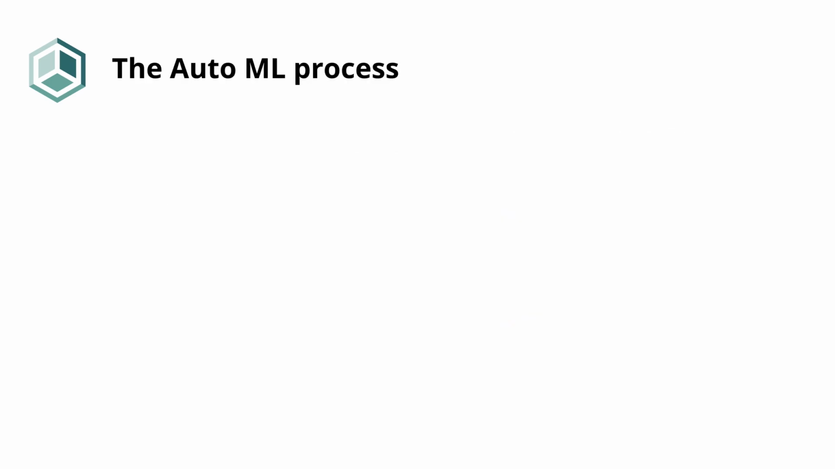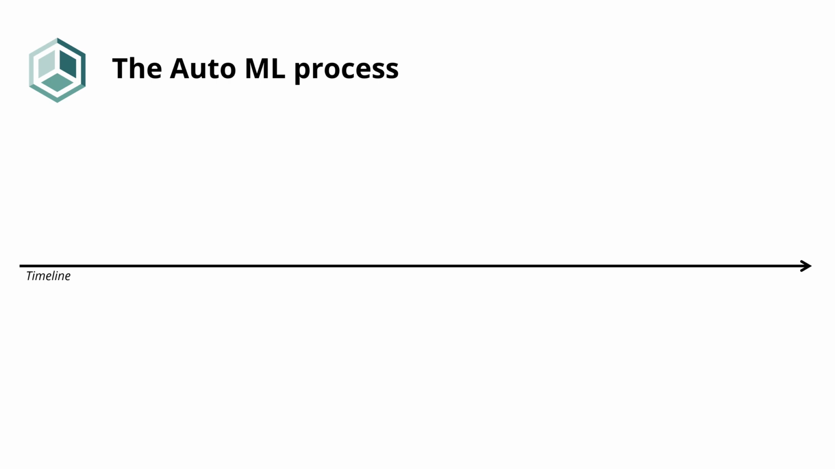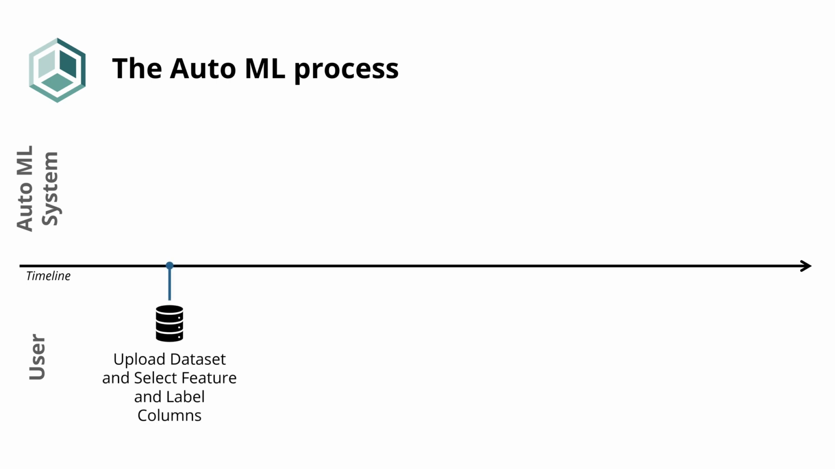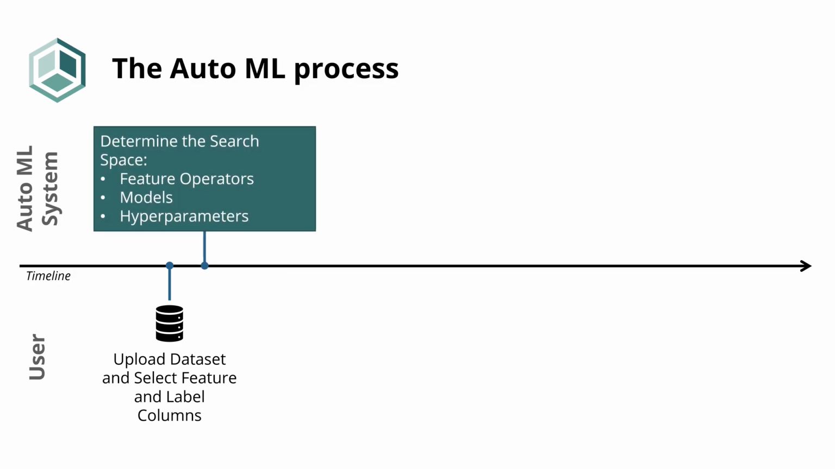Once we have examined the search space and the optimization methods, we are ready to tie everything together and describe the entire automated machine learning process. We'll look at the steps of this process as they happen through time, and we will look at them from the perspective of the AutoML system and from the user. The very first step that the user needs to take to start the process is to upload a dataset. Once the dataset is uploaded, the system has to analyze it and automatically derive several important pieces of information.